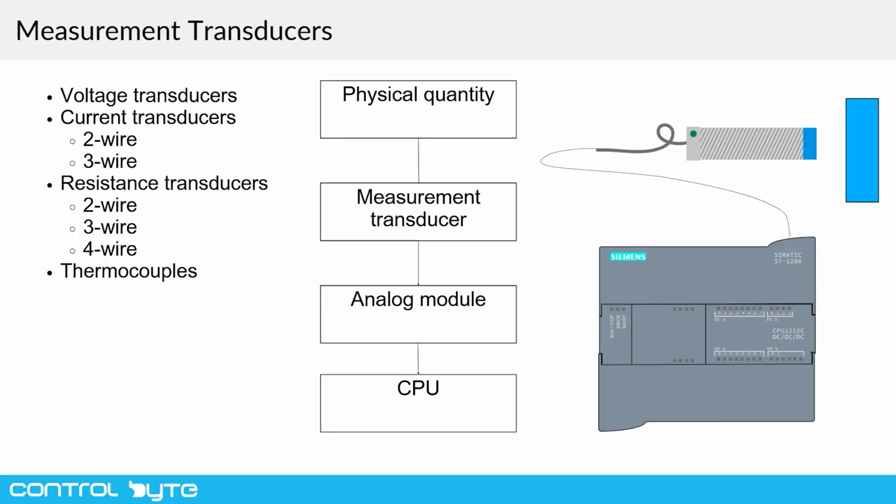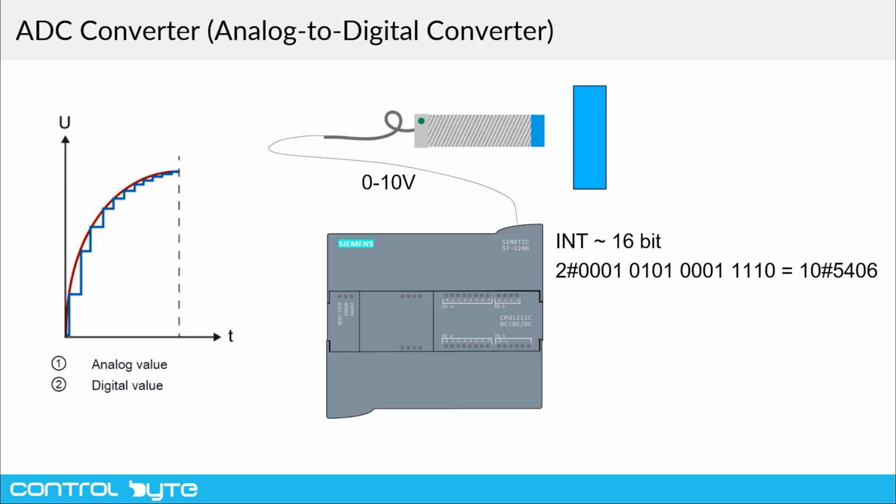Measurement transducers play a crucial role in converting physical quantities such as temperature, force, and pressure into electrical signals that can be processed by automation systems. We use different types of transducers, including voltage transducers that measure electrical potential, current transducers which come in two-wire and three-wire configurations, resistance transducers, two-wire, three-wire and four-wire, commonly used for RTDs, resistance temperature detectors, and thermocouples which measure temperature using voltage differences.